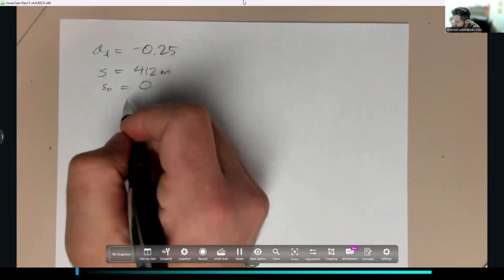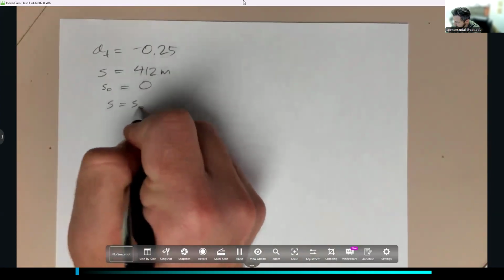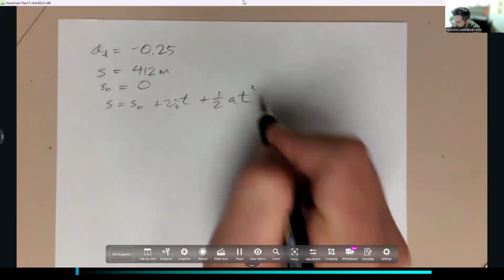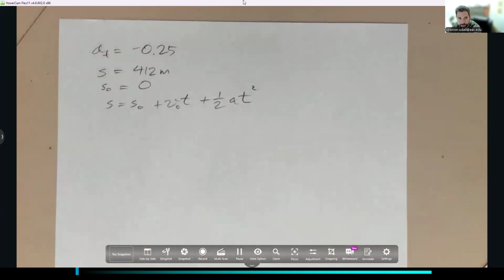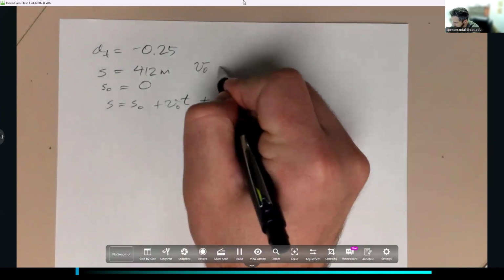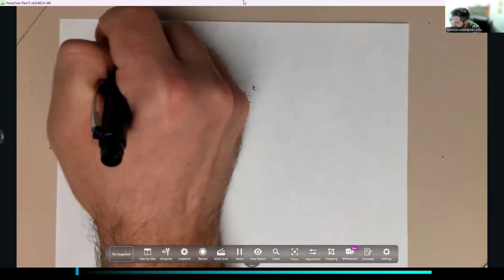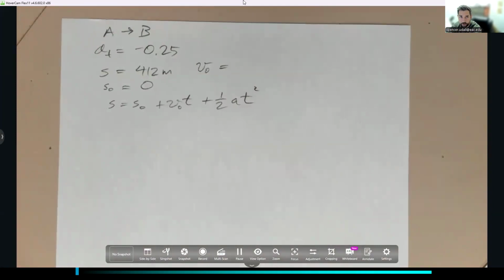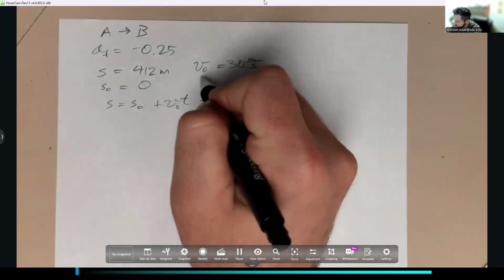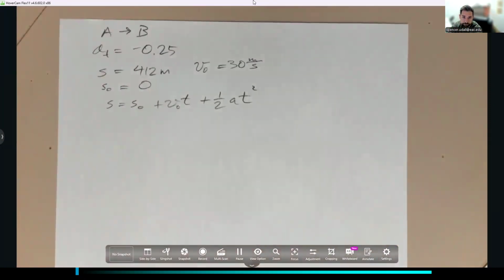My acceleration is that. So I'm thinking S equals S naught plus V naught T plus 1/2 a t squared. That's looking like a pretty valid equation for this situation. Do we know our V naught? Sure. If we're going from A to B, what would our initial be? It says we pass A going 30 meters per second. So there's 30 meters per second. We've got T. Do we have a T? We don't have a T. So we need to find a T.